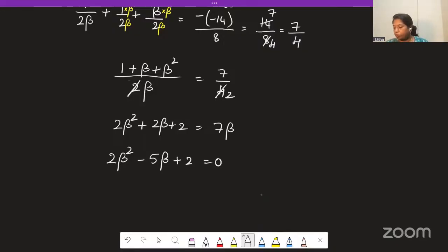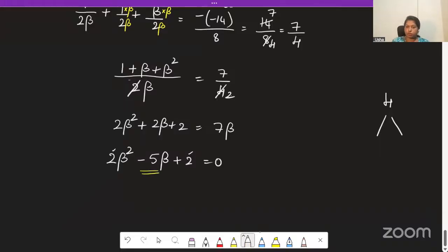Hope all of you know how to do the factorizations. First number and last number you need to multiply. We get 4. Now take two numbers such that when you multiply, you get 4, and when you add, you should get this minus 5. So the values are minus 4, minus 1. When you multiply, you will get plus 4. When you add, you get minus 5.